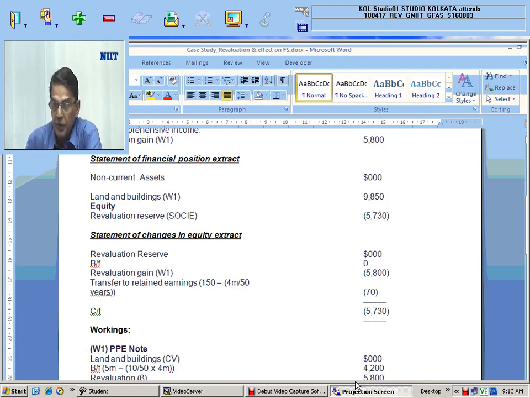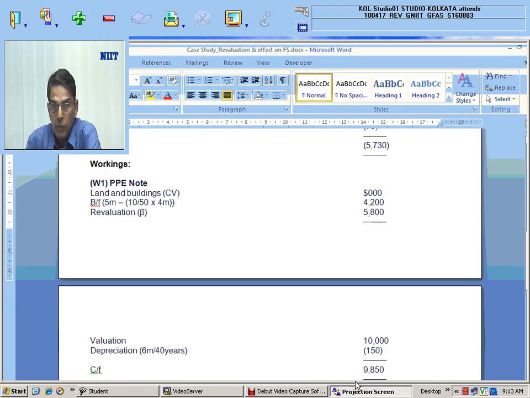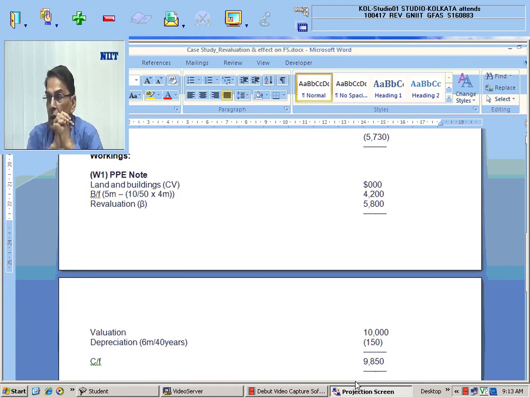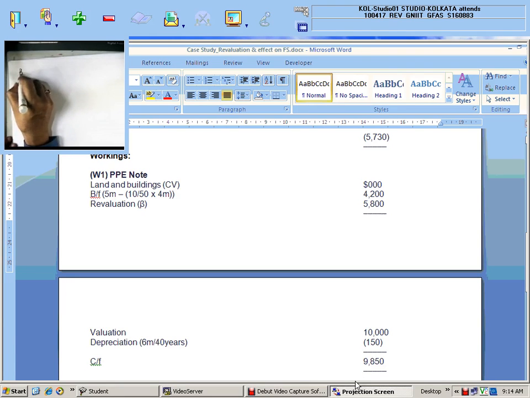So these are the workings basically. Is anything not clear? Please tell me. Please note down a few points before revaluation.